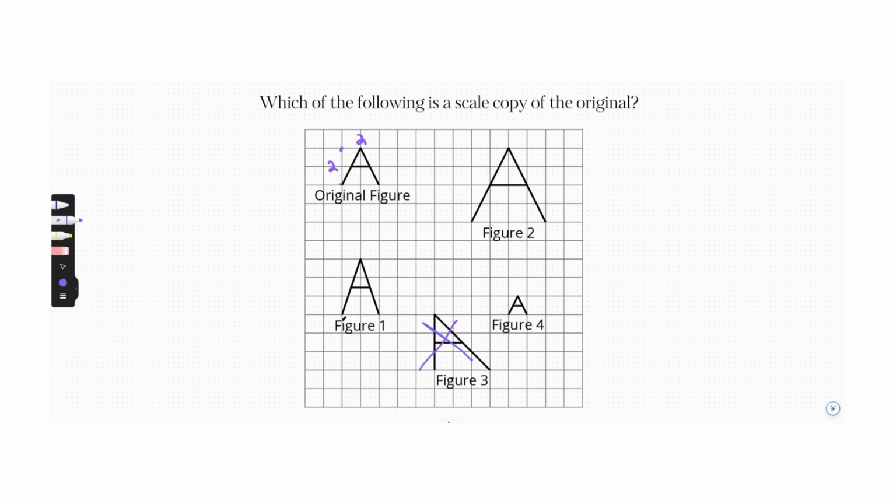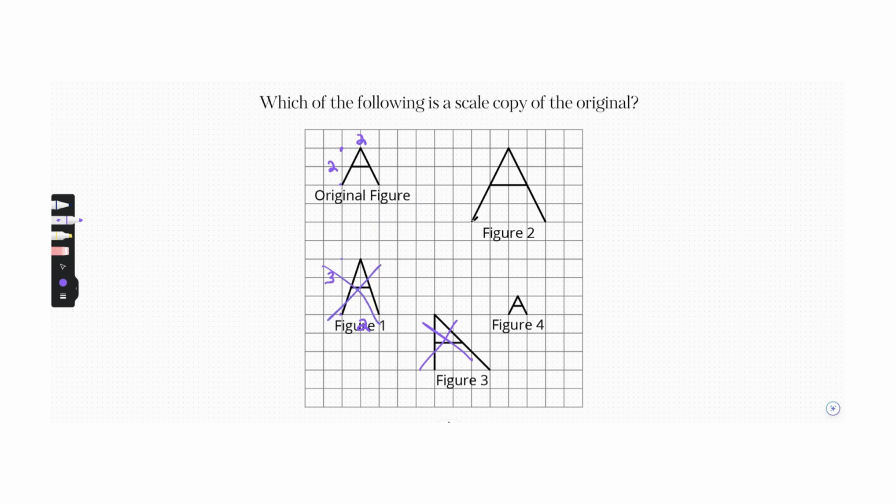Now let's measure figure 1, the height. So the height is 1, 2, and 3. So from here to here is 3. And then the width is 1 and 2. Now notice the height and width of the original are the same number, so we need the same ratio over here, and 3 to 2 is not the same as 2 to 2. So we know this one is not a scale copy.